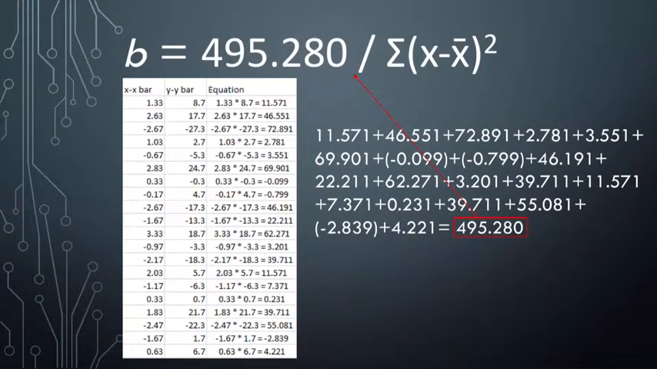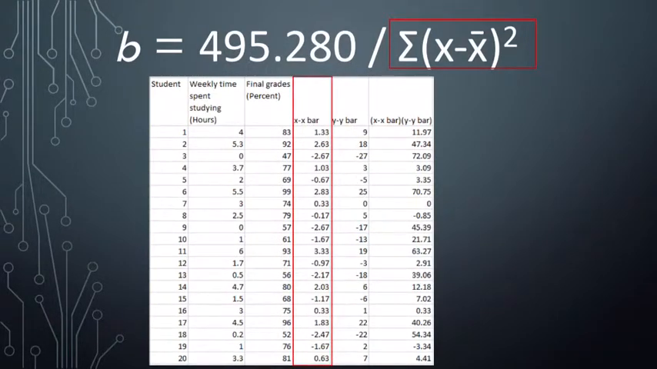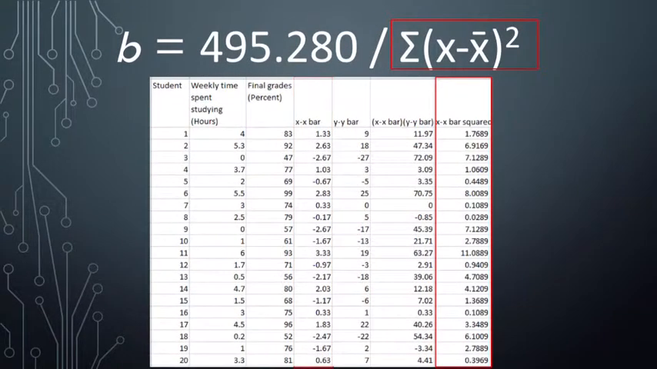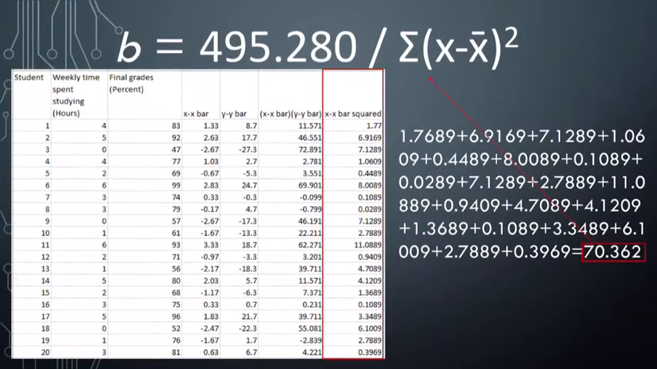Our equation now reads b equals 495.280 divided by the sum of x minus x bar squared. We already have the values for x minus x bar. Now what we have to do is square these numbers. For example, 1.33 squared is 1.7689. We now find the sum for all of these values of x minus x bar squared. Here we get 70.362. We can now add that into our equation.